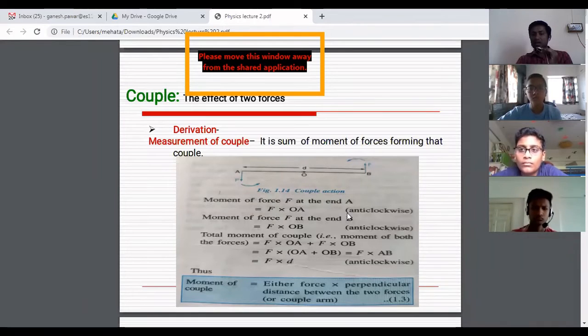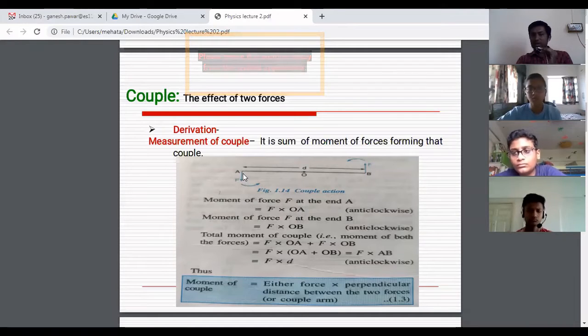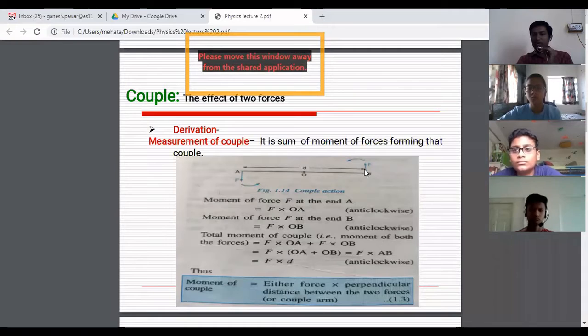Now that moment is anti-clockwise. How they have decided it is anti-clockwise? See the line of action. Where the force is going? It is going downward. When it is going downward, so this rod AB will start moving like this. That's why it is anti-clockwise. Clear? Now this is the second moment over here because this is my axis. So therefore, the moment of force F at the end B will be equal to F into OB. Now OB is the moment arm.